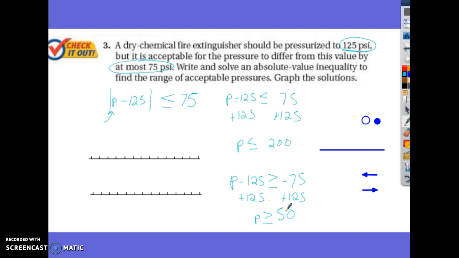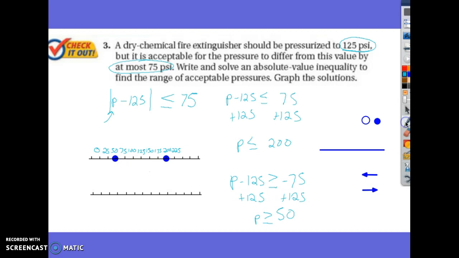Okay? So once you graph this, I'm just going to count by, let's see, I have a range of 250. So I'm going to go 0, 25, 50, 75, 100, 125, 150, 175. Sorry, this is tight. 200, 225. That should be good. Now let's check this out. If we have two closed circles, one at 200 and another at 50, and we're saying that the chemical fire extinguisher should be pressurized to 125.